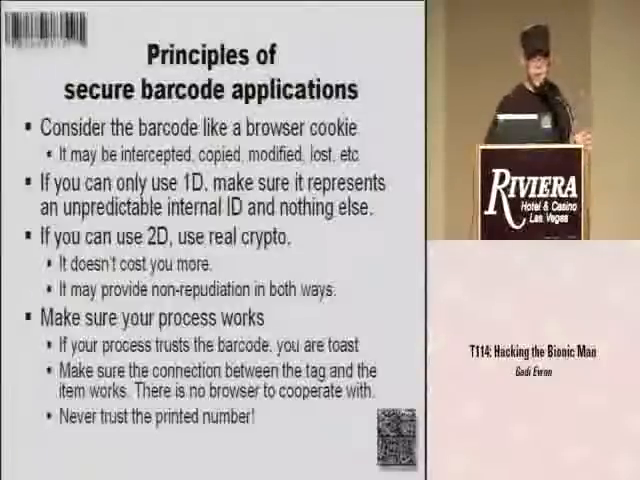If you have a two-dimensional barcode, use real crypto. Like the German systems, like the railway system and everything, they have done it right. They have actual crypto on the barcode, and it may actually provide for non-repudiation in both ways anyway. And make sure your process works. Do not do what my video store did. Make really sure that people cannot do something with the barcode just because you're implicitly trusted. Do not trust a printed number.